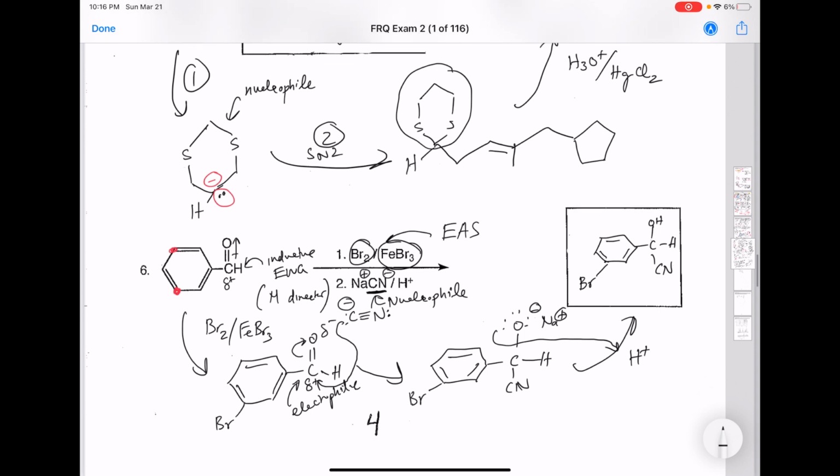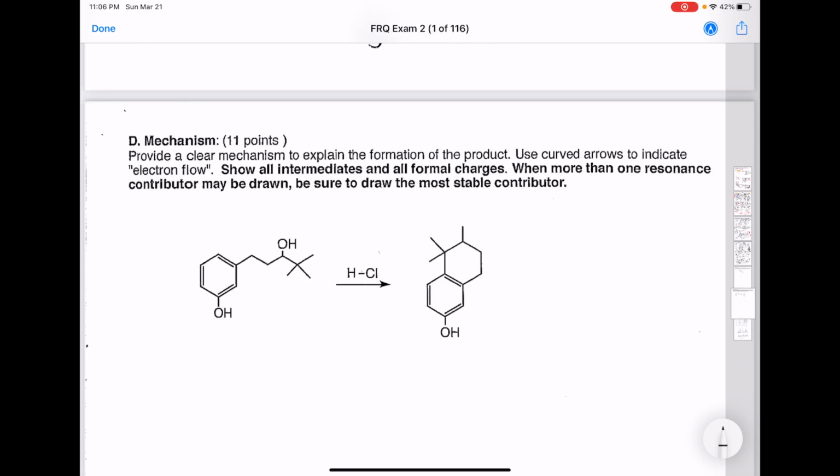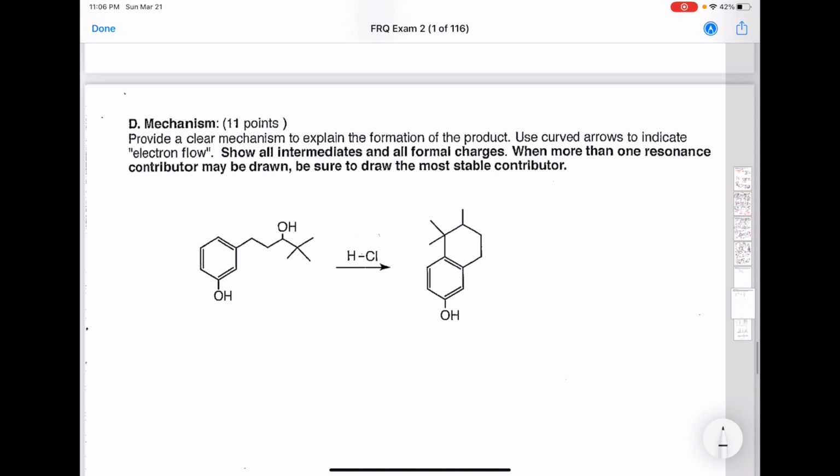And that would be our final answer for question 6. And with that, we're finished with the reactions portion. We are now at part D, and we're asked to provide a mechanism for this reaction. So what we find here is in the instructions it says to draw all the intermediates and to show all the formal charges.